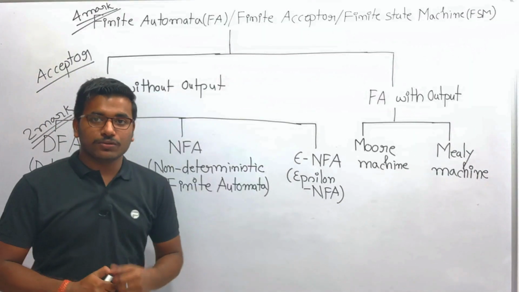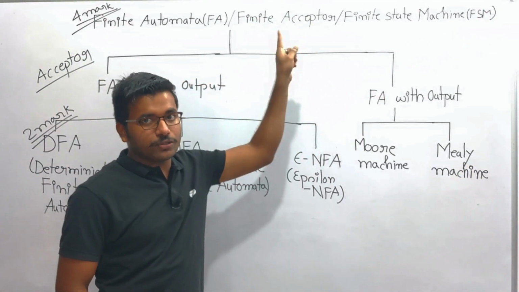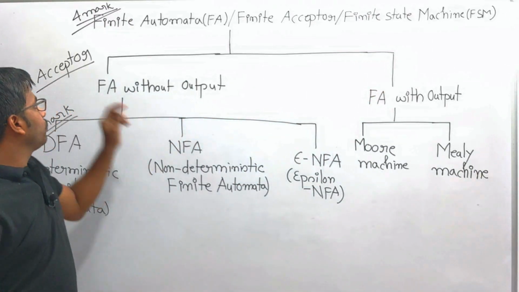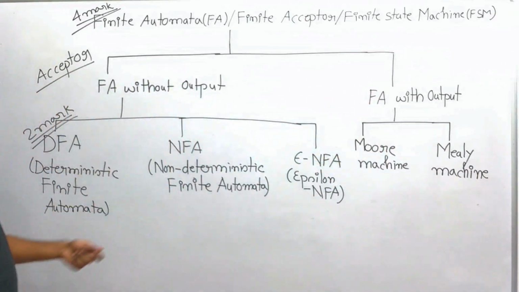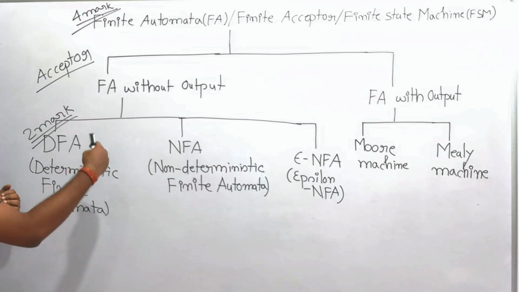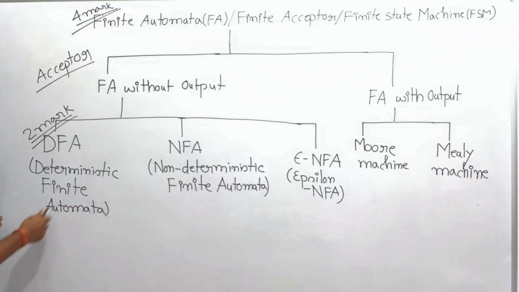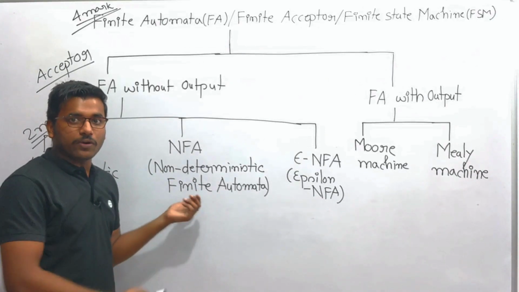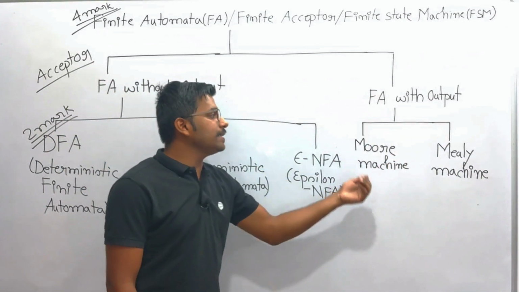Now see FA. FA is called finite automata as well as finite acceptor, and another name is finite state machine, FSM. Finite automata are of two types: FA without output and FA with output. FA without output are of three types: DFA, NFA, and epsilon NFA. DFA means deterministic finite automata, and NFA stands for non-deterministic finite automata. We will see every type of FA in the next videos. FA with output are of two types: Moore machine and Mealy machine.